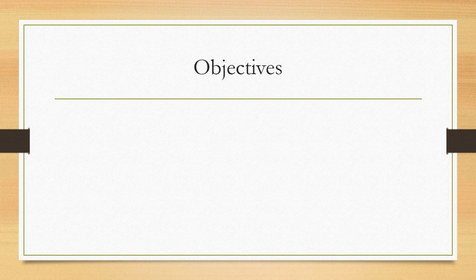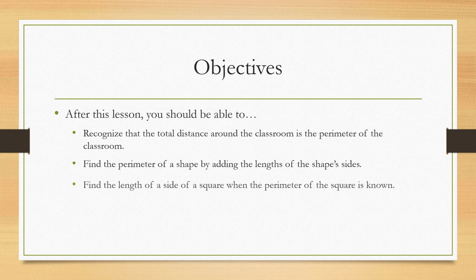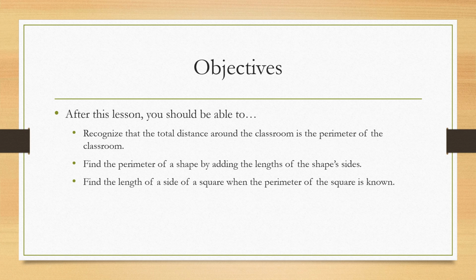Our objectives for today: after this lesson you should be able to recognize that the total distance around the classroom is the perimeter of the classroom. Find the perimeter of a shape by adding the lengths of the shape's sides. And find the length of a side of a square when the perimeter of the square is known.